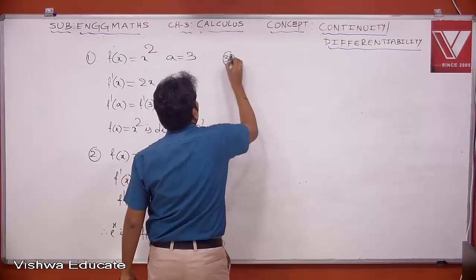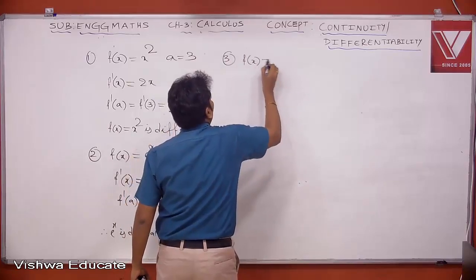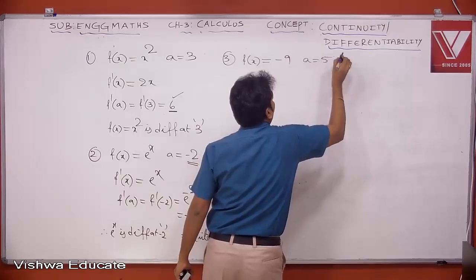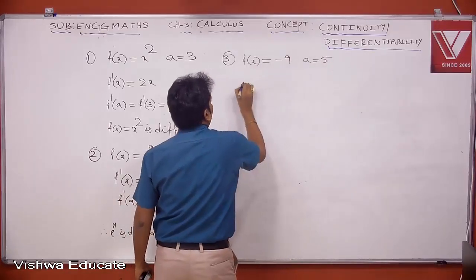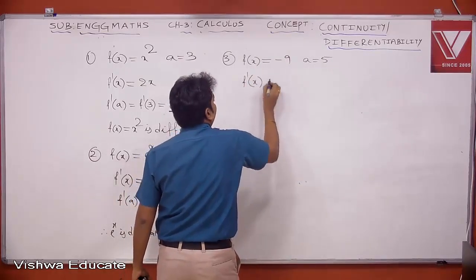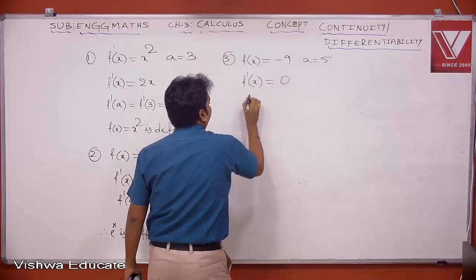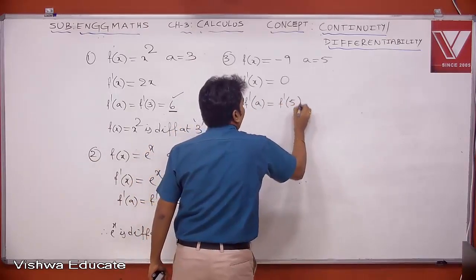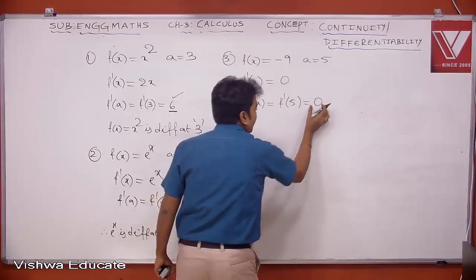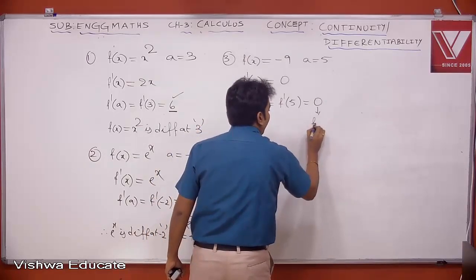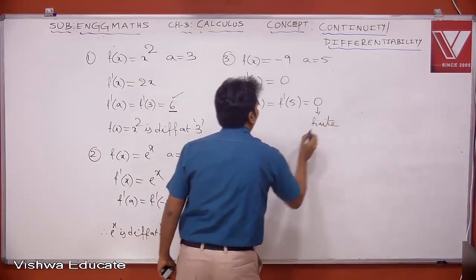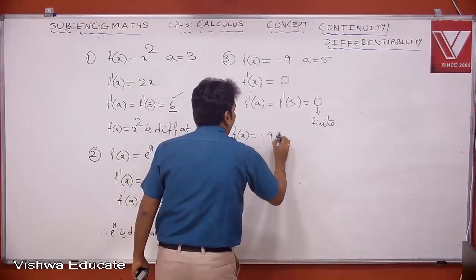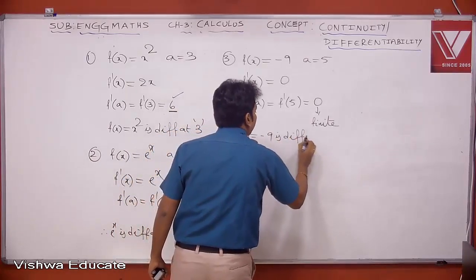Now let us take example 3. F of x equal to the constant function minus 9. Take a value, for example 5. Now it is a constant function. Derivative of a constant is 0. So here f dash of a is nothing but f dash of 5, and this is a constant expression. It is a finite number. Therefore, f of x equal to minus 9 is differentiable at 5.